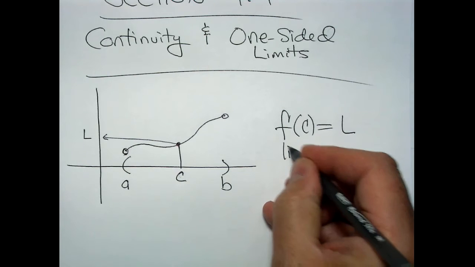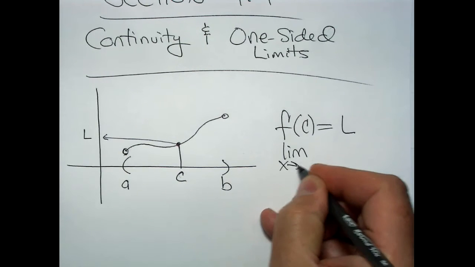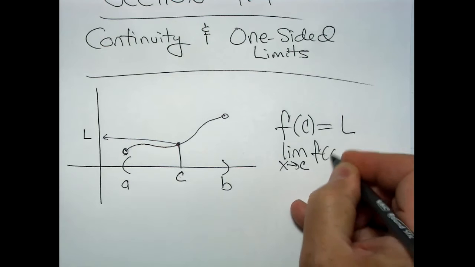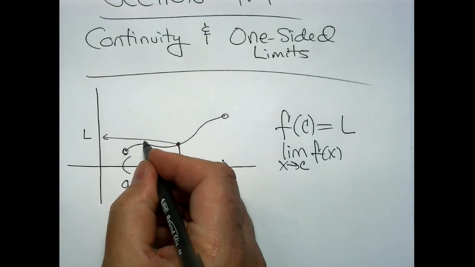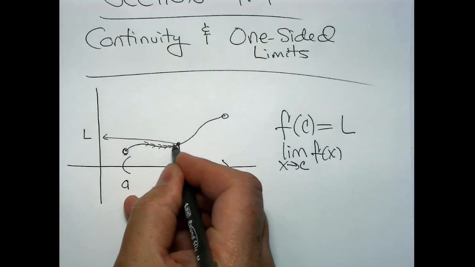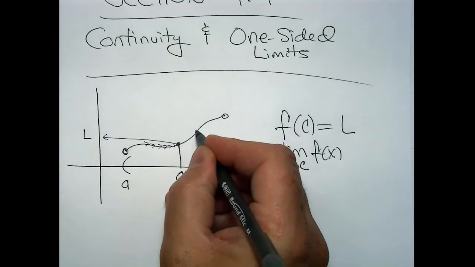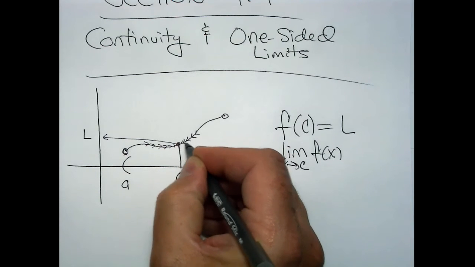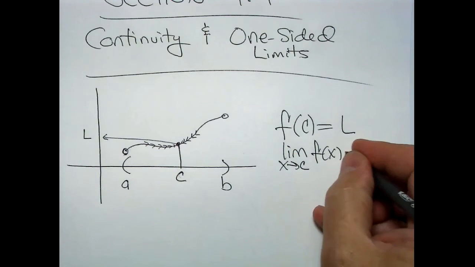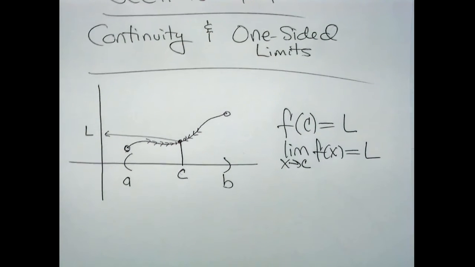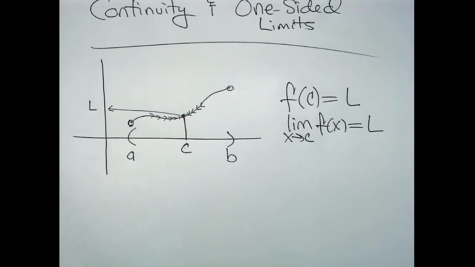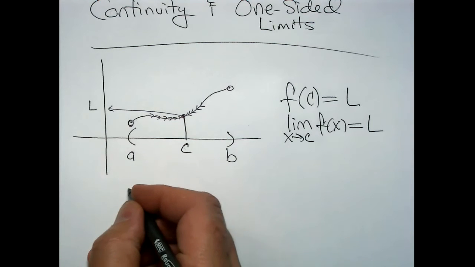I could also say something about the limit as x approaches c of my function. Let's do the approach. On the left side we approach, we are headed to y value L. On the right side we approach, we are headed to the y value L. And we got ourselves a match. So we could express continuity in this case at x equals c.